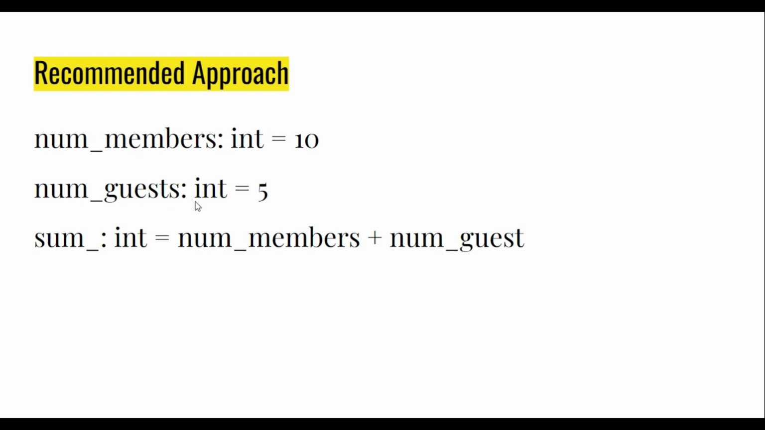Here num_guessed, with the int type hint, is 5. These are the total number of members, and these are the guessed numbers. Finally we are doing addition of these two numbers, so it is num_members plus num_guessed. Whenever you are writing a variable name, keep in mind it should not be x, y, z, a, b, c. You have to give a meaningful variable name that itself tells the role of that variable.